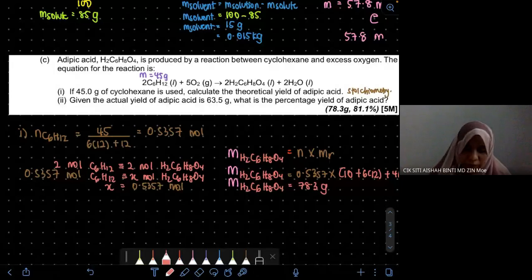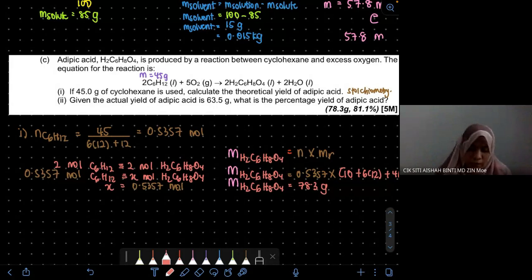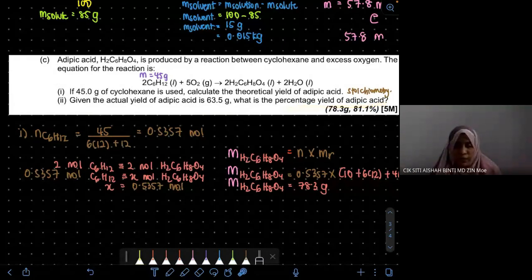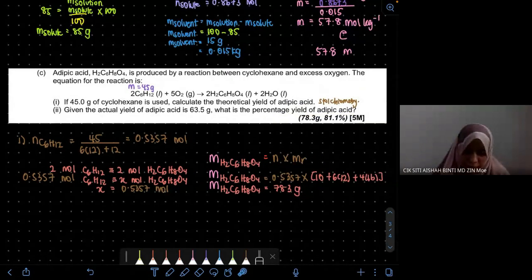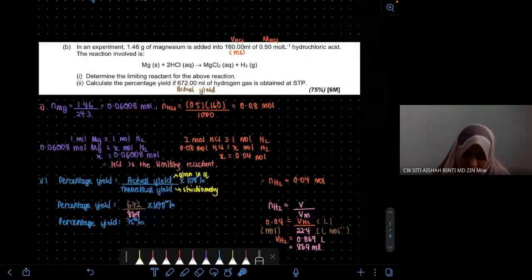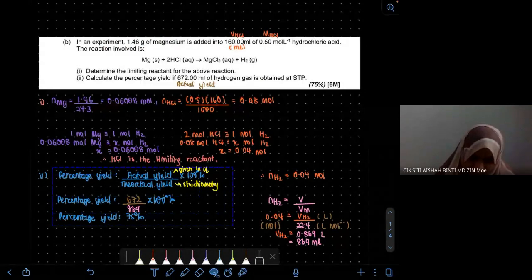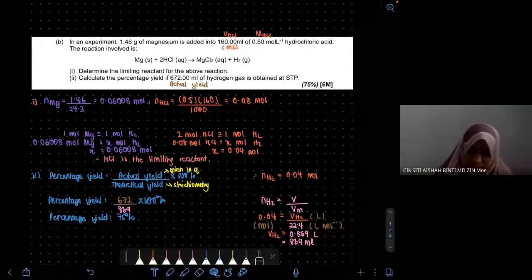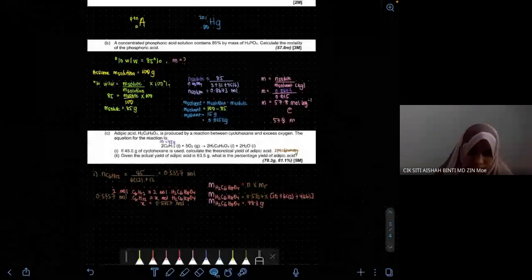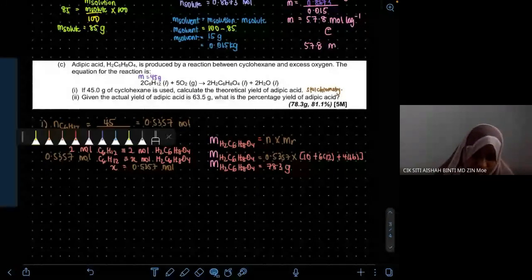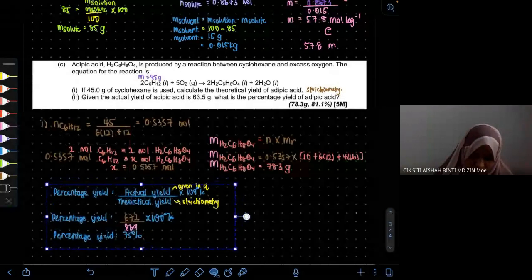Okay. So, dia kata dekat sini, question number 2. Okay. Given the actual yield is 63.5 gram, what is the percentage yield of adipic acid? Okay, the percentage yield calculation dia. Okay, macam yang sebelum ni. Macam yang first kita buat ni lah. Miss tak aci sikit lah. Miss copy paste je. Copy. Ini. Okay, so ni for question number 2.